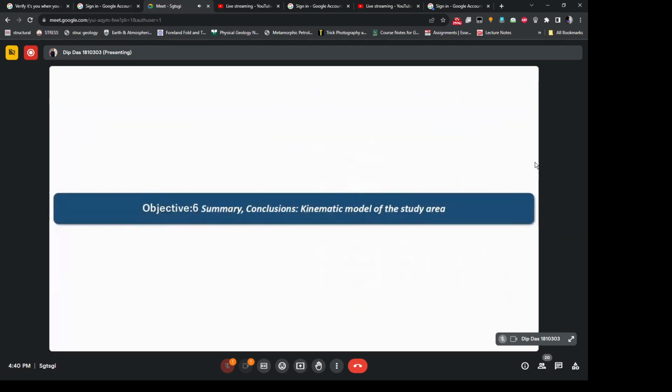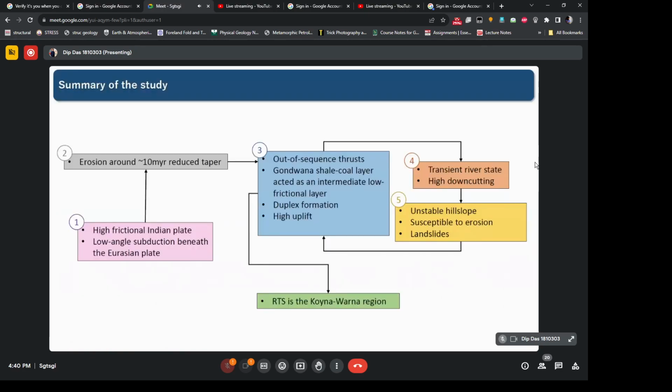So the last objective is to give an overall summary of the different kinematic evolution history of the study area. So firstly, the high frictional Indian plate and low angle subduction beneath the Eurasian plate gave rise to the Himalayan mountain belt. So this is what we understood from our study.